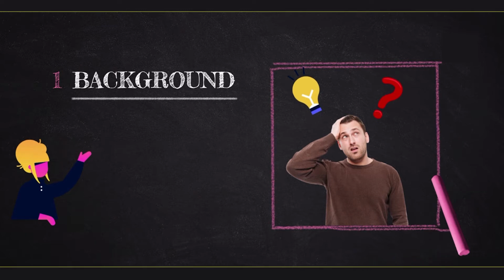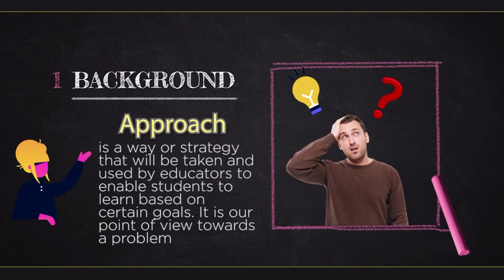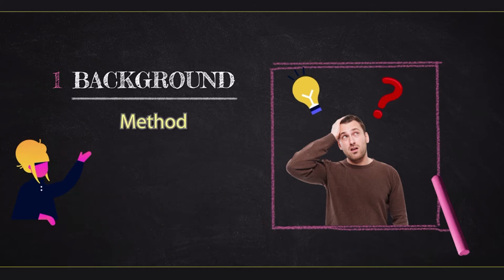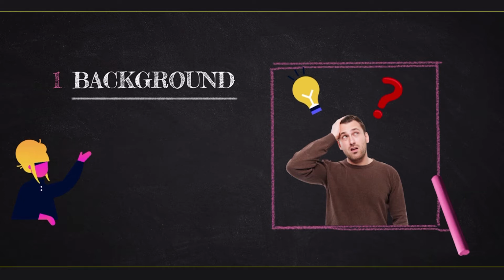Before we begin the lessons, there are two terms I want you to know. They might help you understand the lesson better. They are approach and method. An approach is a way or strategy that will be taken and used by educators to enable students to learn based on certain goals. While a method is the way how you realize the strategies you have planned. So it is possible to apply some methods in one learning approach.